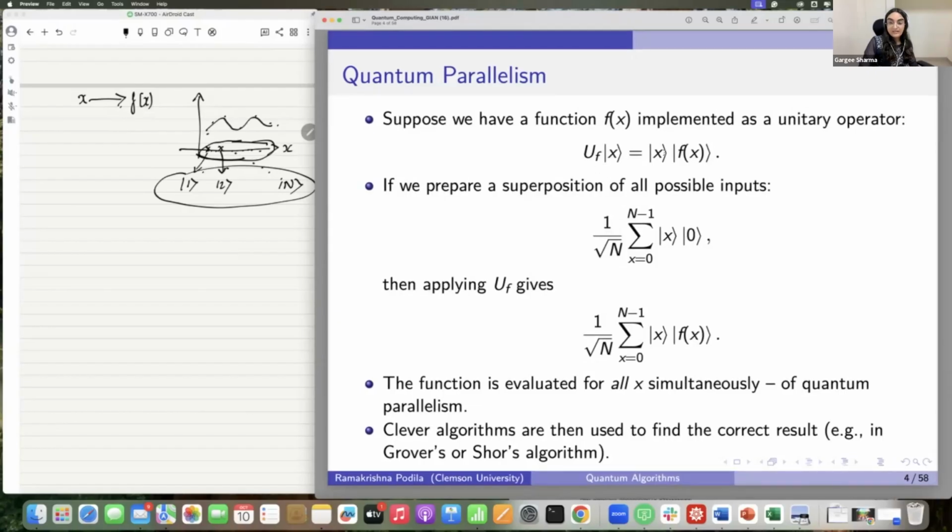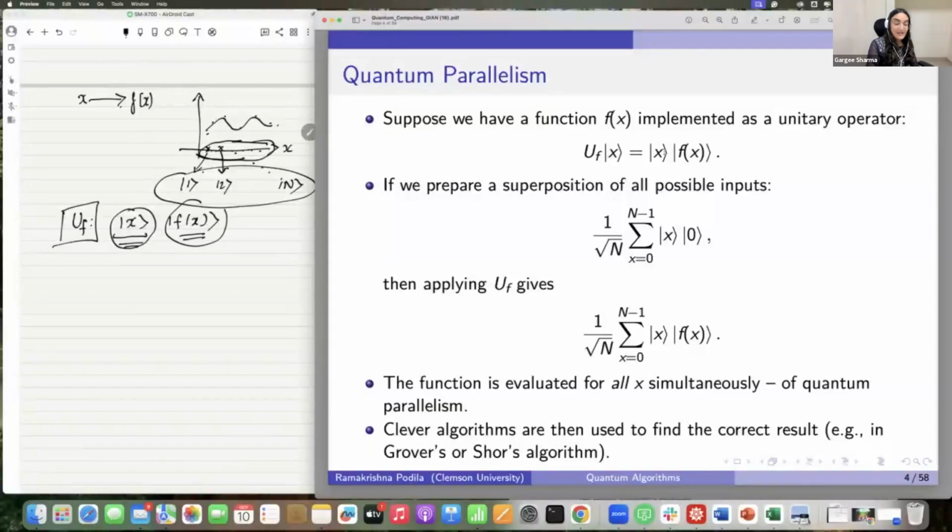In one state here, this is x, and f of x is being encoded in the other state. How this is encoded we'll see later, but the idea is that you encode x in this state and you encode f of x in this state. So you have to prepare some sort of unitary transformation, or a matrix, a unitary evolution, such that if this has x, then this will have f of x.